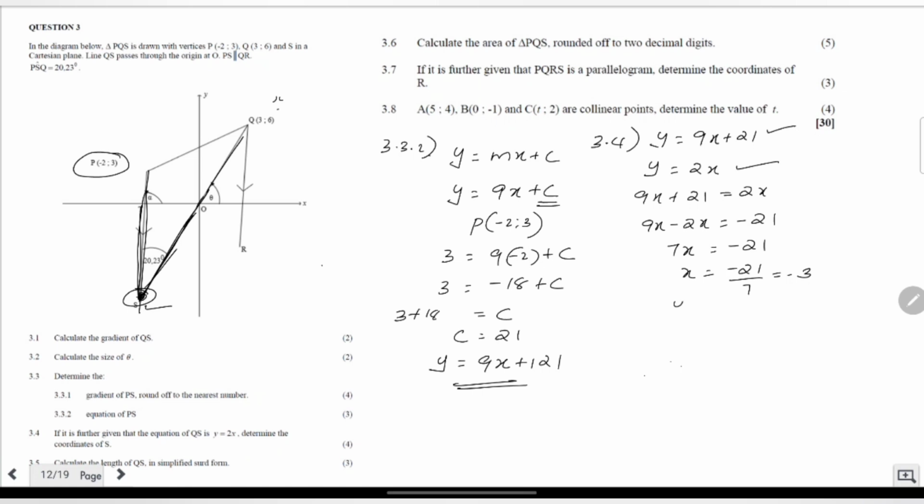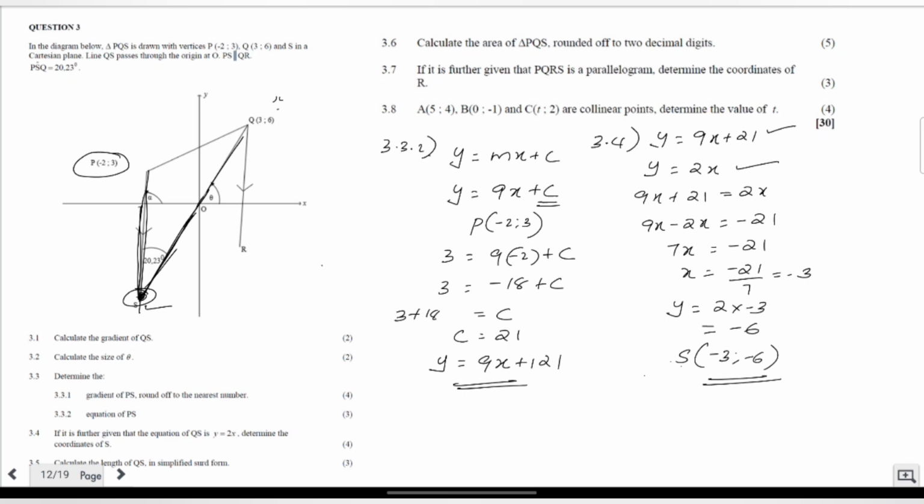So I'm just using the second one. Y is equal to 2x, that is 2 times minus 3, which is going to be minus 6, isn't it? So we got the point S. S is (minus 3, minus 6). Do you see that one? Yes, that point is in the third quadrant. In that quadrant the x value and y value are both negative, which means our answer is correct.